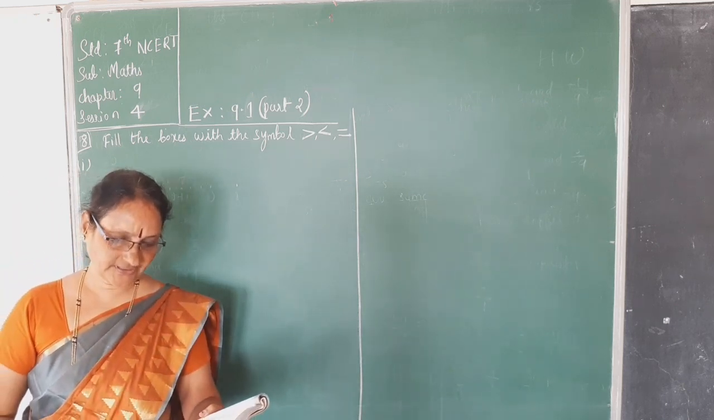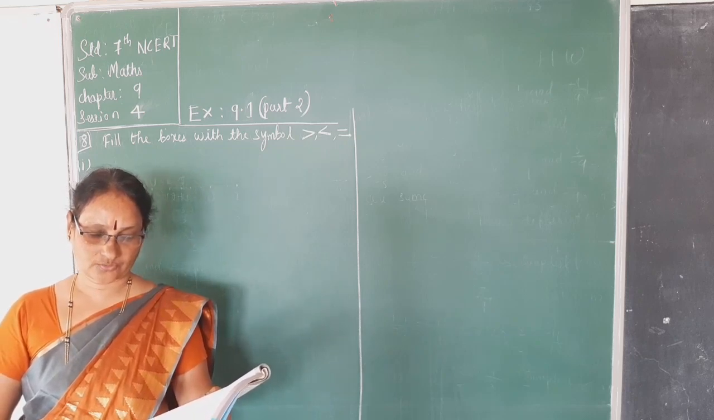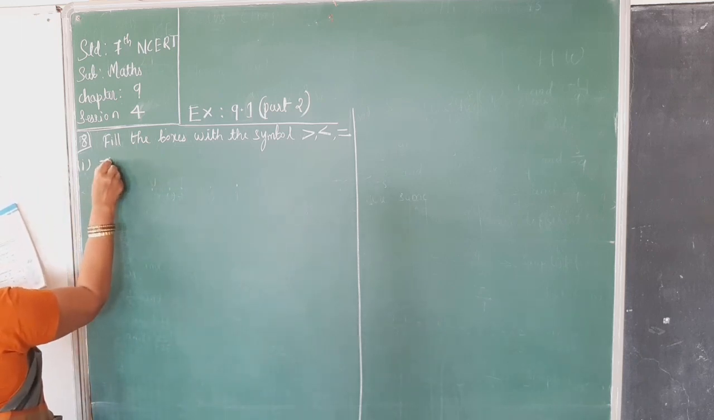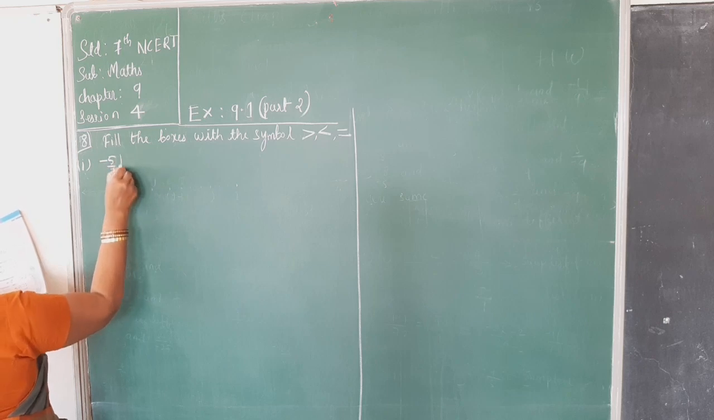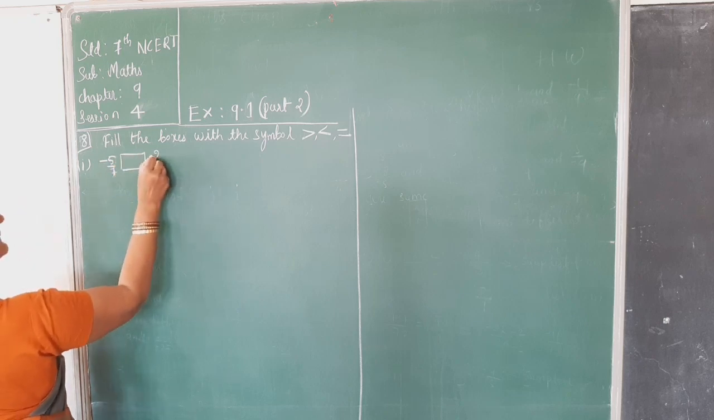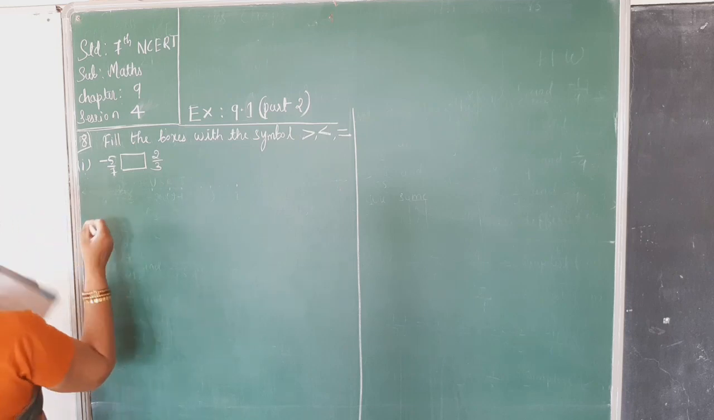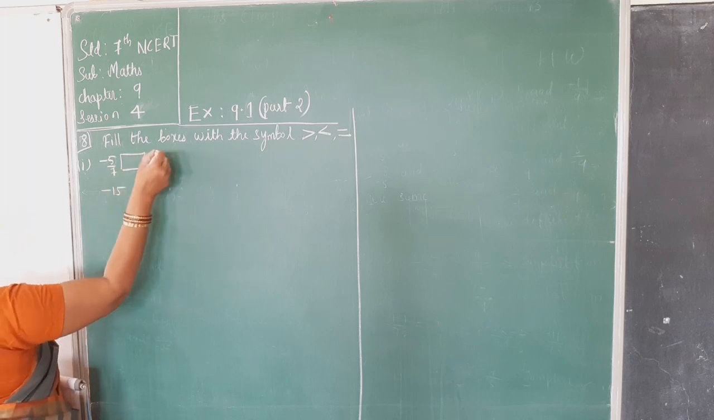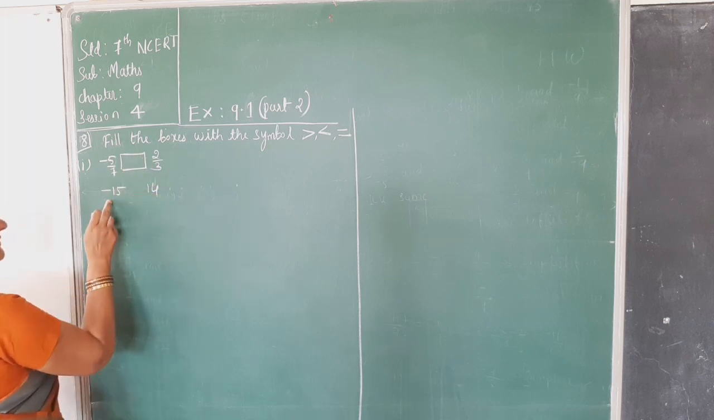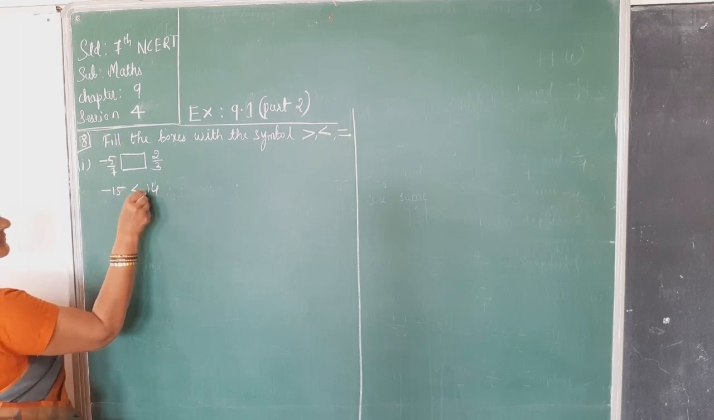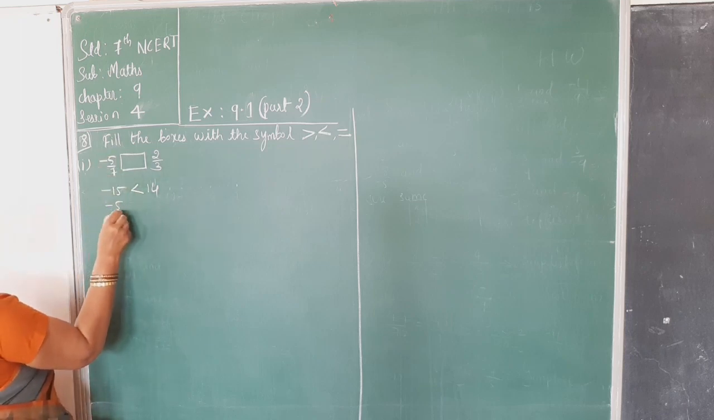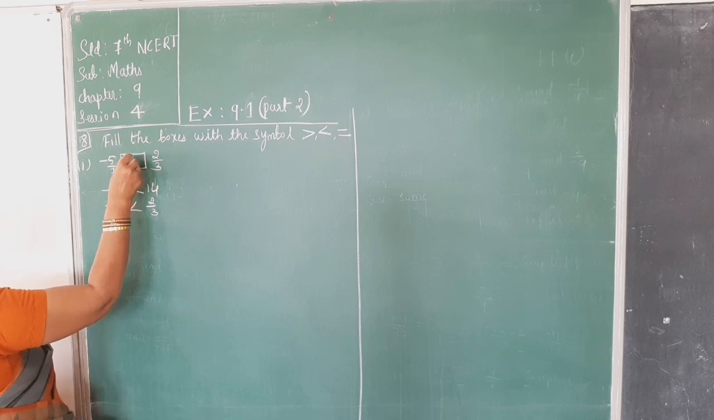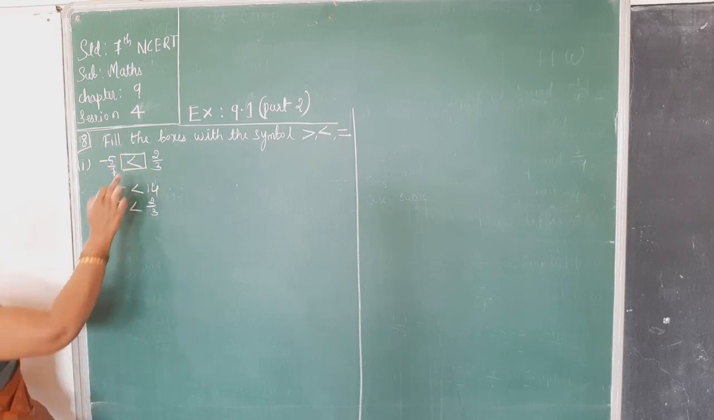See the eighth main, that is fill in the boxes with the correct symbol out of greater, smaller and equal. First one, minus 5 by 7. Here there is a box, here you have to put the symbol, and 2 by 3. See now, cross multiplication we will do. 3 into minus 5 is minus 15 and 2 sevens are 14. Here which is smaller? Minus 15 is smaller. Okay. Minus 15 means minus 5 by 7 is smaller than 2 by 3. So in the box we get this symbol. So like this you have to do.